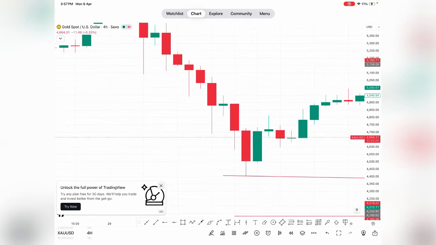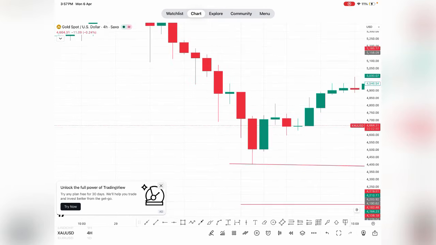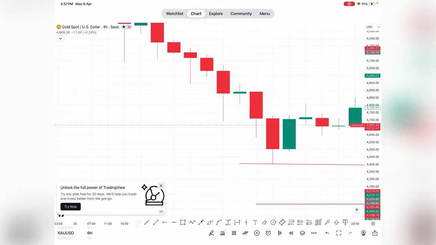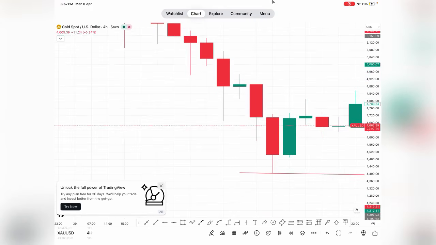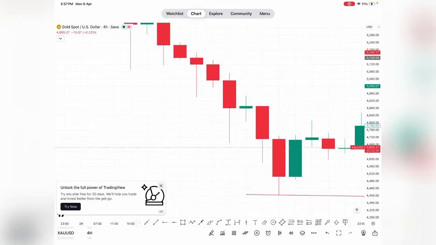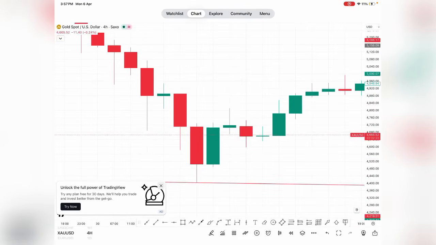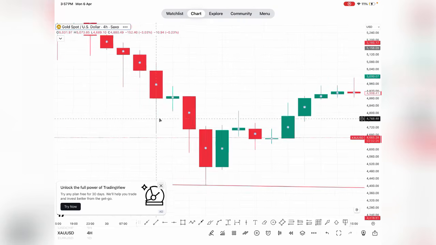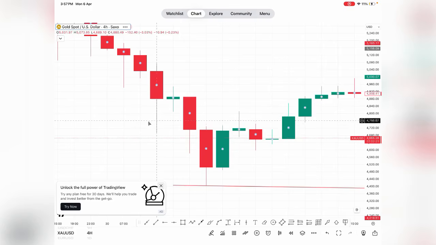Like for instance, this very particular one. As you can see, it was a long lower wick. That means there was much rejection from the bottom, when sellers were trying to push the market down, the bulls were also trying to push it upwards.